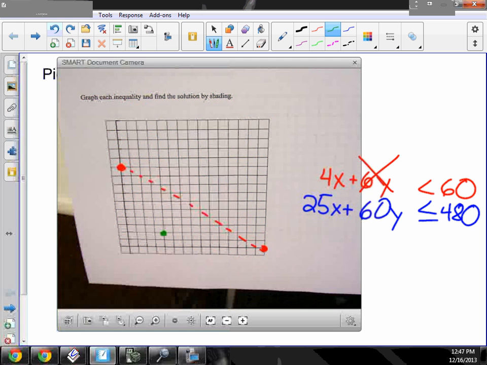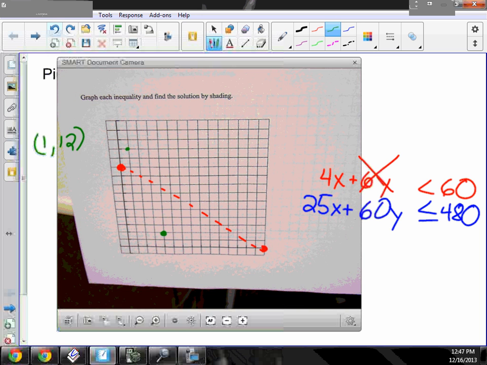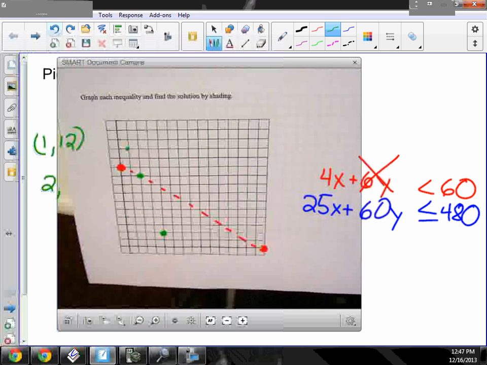Yes. If I were to look at the point 1, 12, is there enough time to build those? No, because they're above the line. What if I picked something on the line? 2, what would that be, 9? Is there enough time to build those? No, because they're on the line and the line doesn't count.